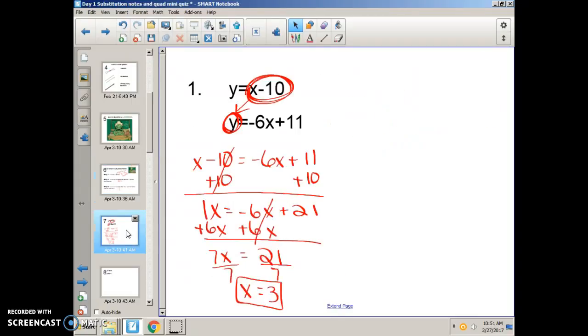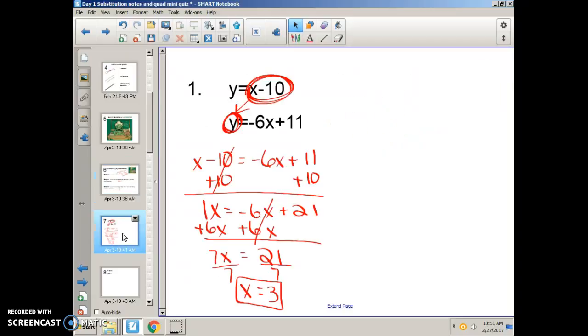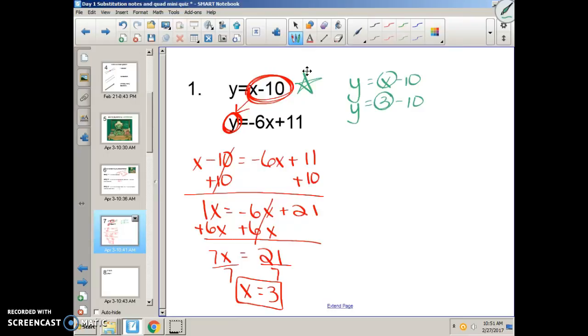We did that. Now I've got to take this value, 3, and sub it into my original equation. It tells me x is equal to 3, so I'm going to go back up to this equation, y equals x minus 10, my original equation that I was using to sub in. Well, I already know what x equals now. It equals 3. So in place of x, I'm going to put 3. Everything else stays the same. All I've done was sub that in.